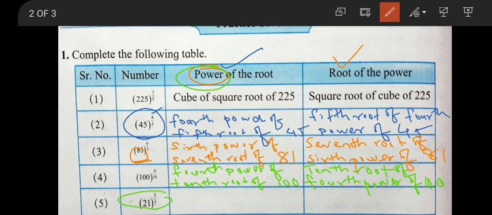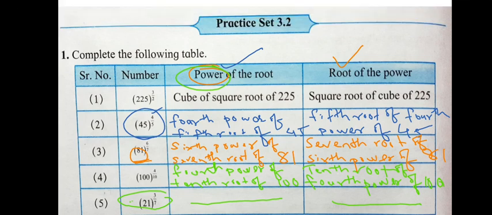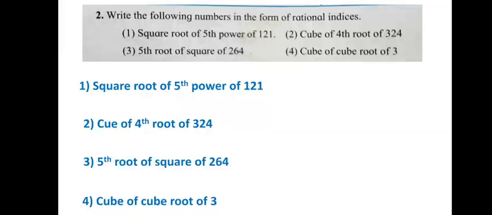21 raised to 3 upon 7. 3, we don't read it as 3. We read it as cube. So power first, it means cube will come first, or we can say third power. Okay, so third power of 7th root of 21. I repeat, third power of 7th root of 21, and vice versa here, 7th power of third root of 21. So in this way you can solve this first question of practice set 3.2.